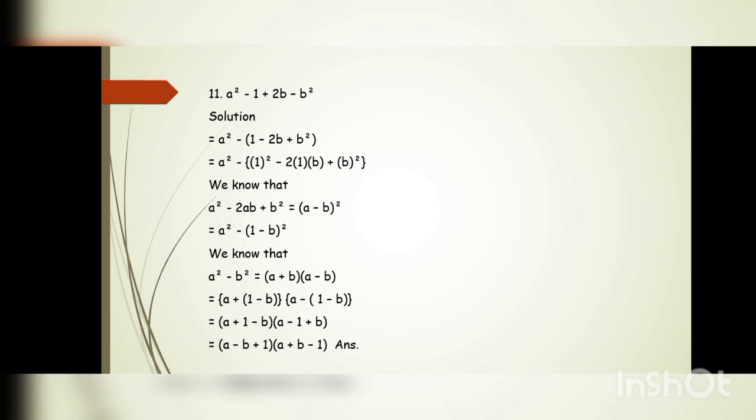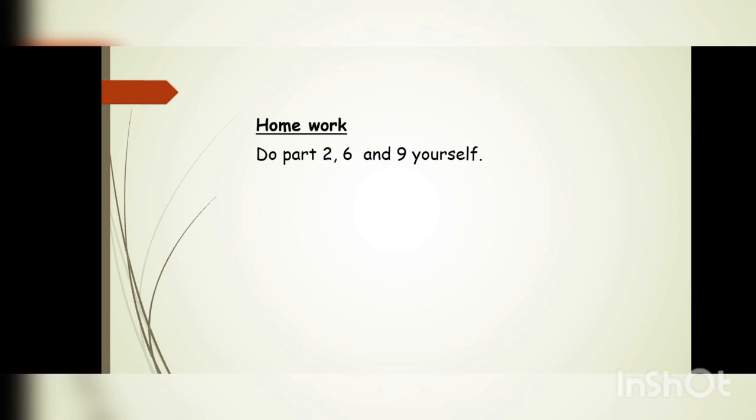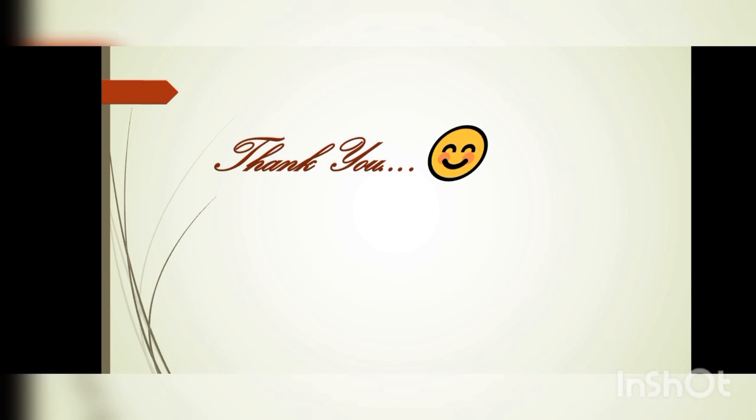So we have (a − b + 1), and in the second bracket we have (a + b − 1). That's it. Now your homework is to do parts number 2, 6 and 9 yourself. Okay, thank you.